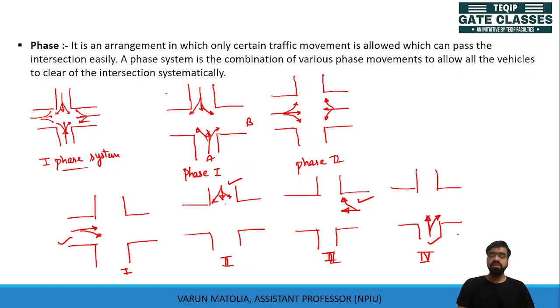There can be a two-phase system, there can be a four-phase system, there can be a six-phase system. So phases are based on the traffic volume and the type of traffic movement. If we have significant movement of right turning traffic, we cannot provide a two-phase system. So this is what phase is in terms of your traffic intersections.